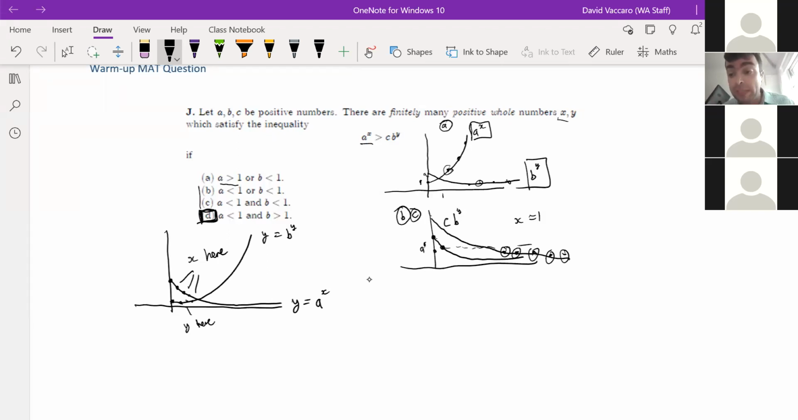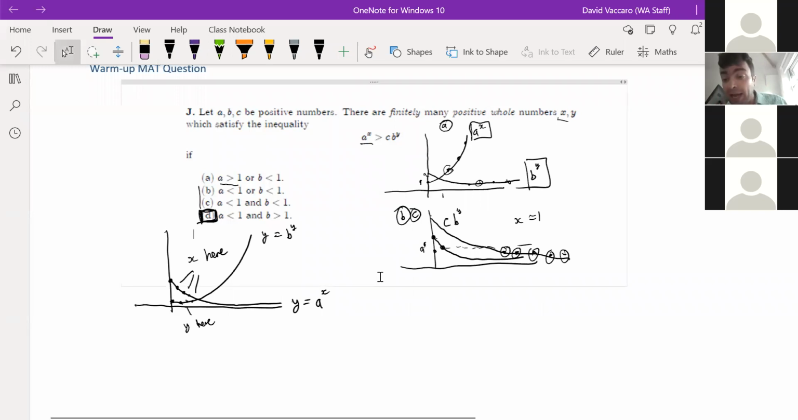And what is the kind of moral of that question? The moral of that question is sketching is a crucial skill and, you know, almost always the best first way to attempt these problems. Okay, does anyone have any questions about that math problem?